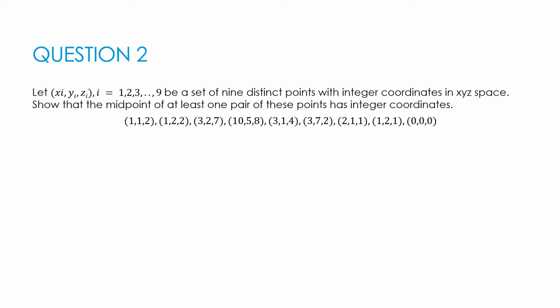Well, the midpoint says in order to find the midpoint, we need to take the x value of the first one plus the x value of the second one and divide it by 2. That's what the midpoint formula says. So if I'm doing this for x's and y's and z's, z1 plus z2 divided by 2, that's my midpoint.